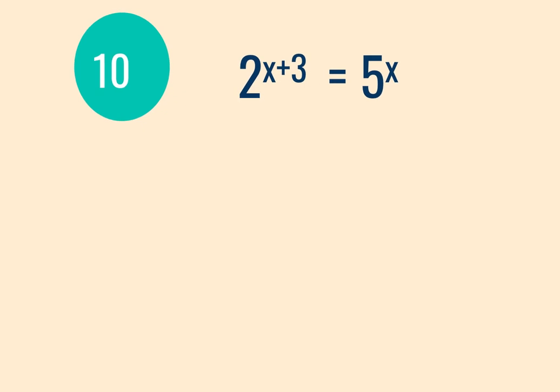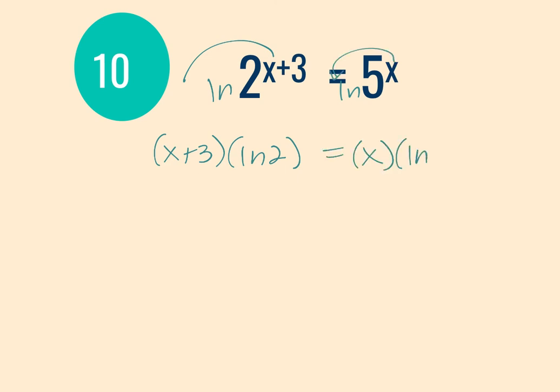All right, so I've got 2 to the x plus 3 equals 5 to the x. We're going to ln both sides again. X plus 3 bumps to the front. This would bump to the front: x times ln of 5. I have an x on the left and an x on the right, so I can't just divide by ln of 2. It's not going to go away. So I have to distribute here. I'd get x times ln of 2 plus 3 ln of 2 equals x ln of 5.